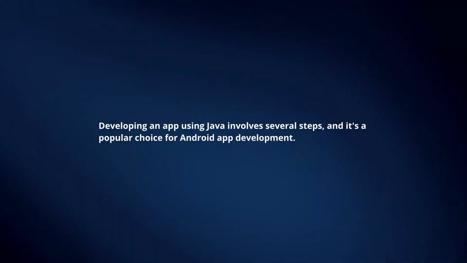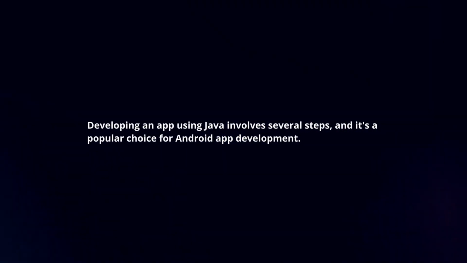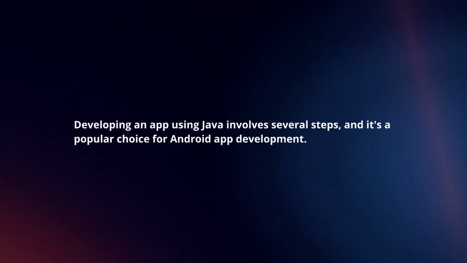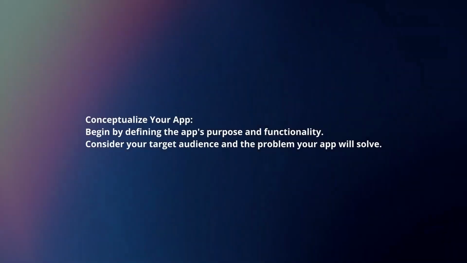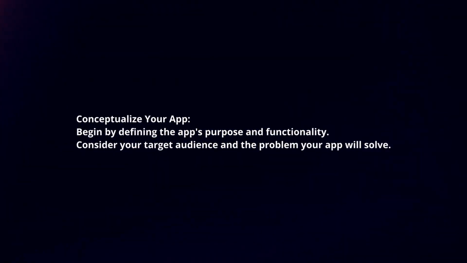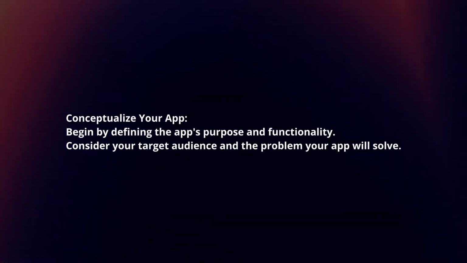Developing an app using Java involves several steps, and it's a popular choice for Android app development. Here's a concise guide. Conceptualize your app. Begin by defining the app's purpose and functionality. Consider your target audience and the problem your app will solve.